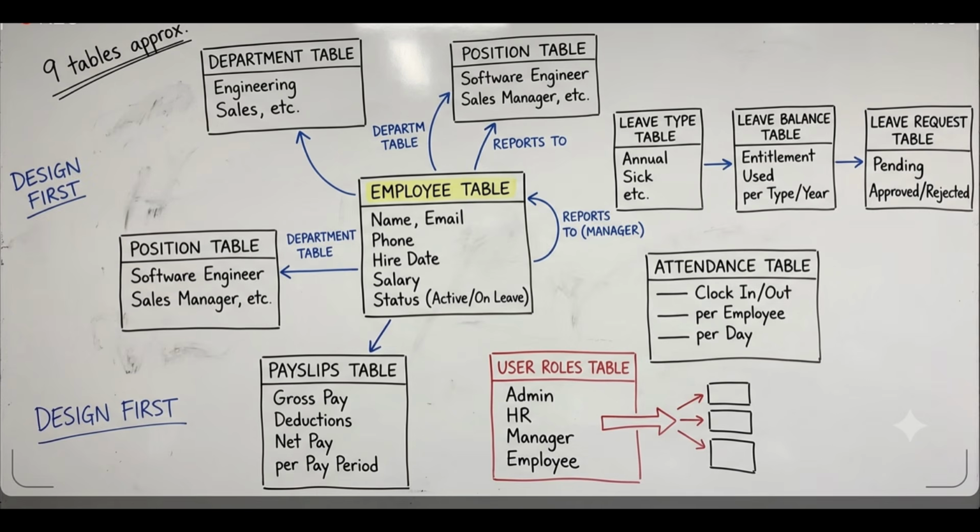Finally, our login users get a role: admin, HR, manager, or employee, which decides what each person is allowed to see. Count them up, and we have around 9 tables. Do not feel you must memorize this. The point is that we design on paper first, in plain language, and every table earns its place by matching something real in an HR department. In the next episode, we start turning these boxes into actual database tables.